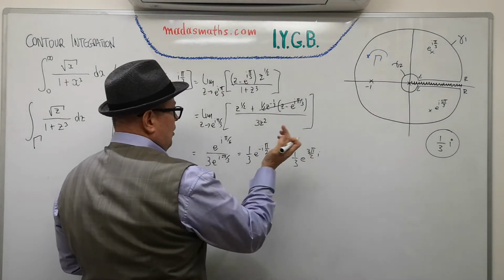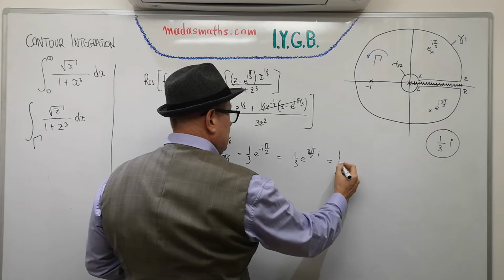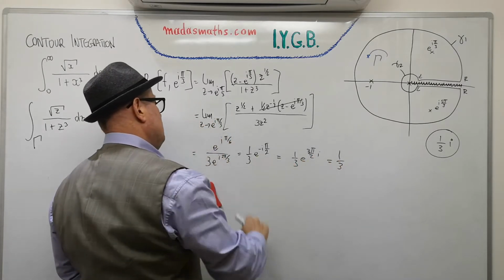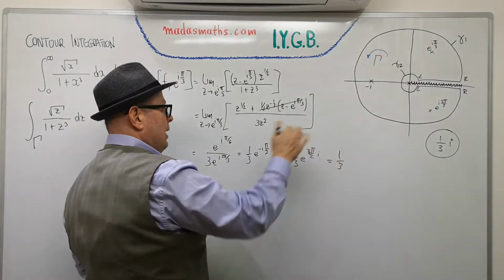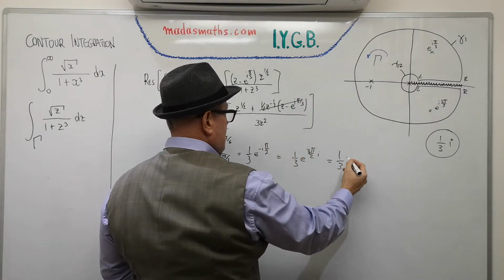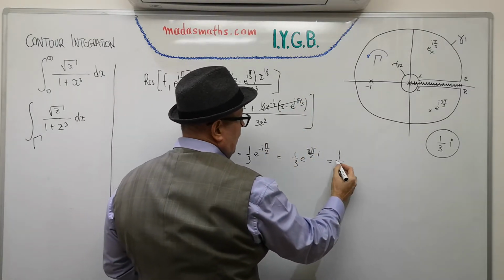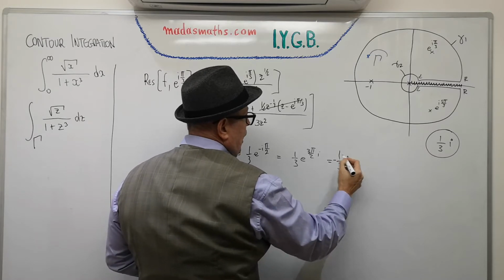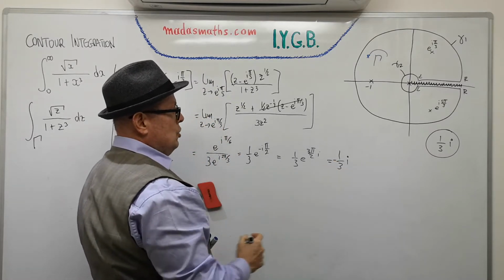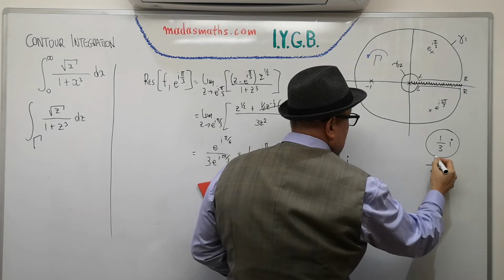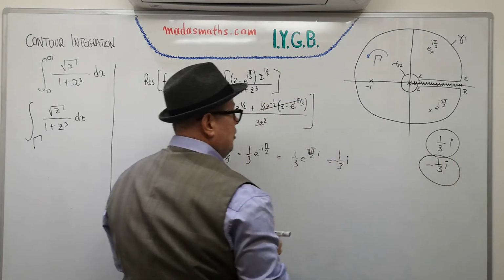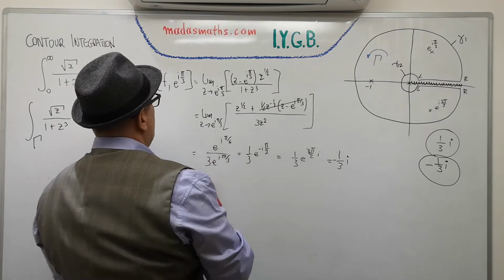So this one is going to be a third. What is e to the i pi over 2? That is a minus i. So it's going to be a minus a third i. That's what I make this particular residue. So let's write it on the side here. So the second residue is minus a third i, and we've got one more to work out.